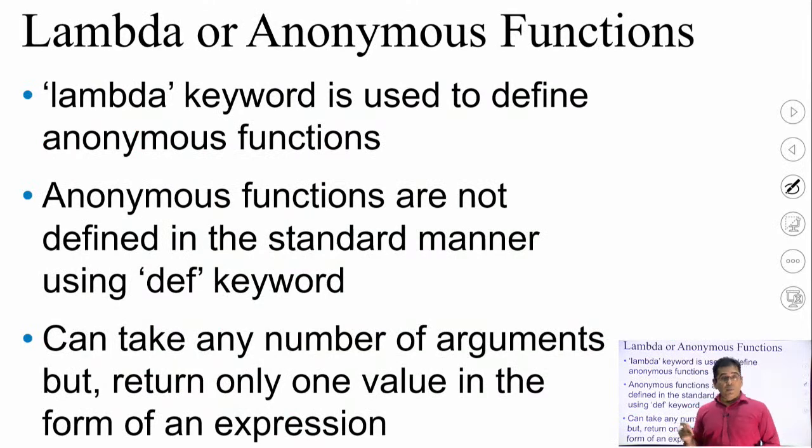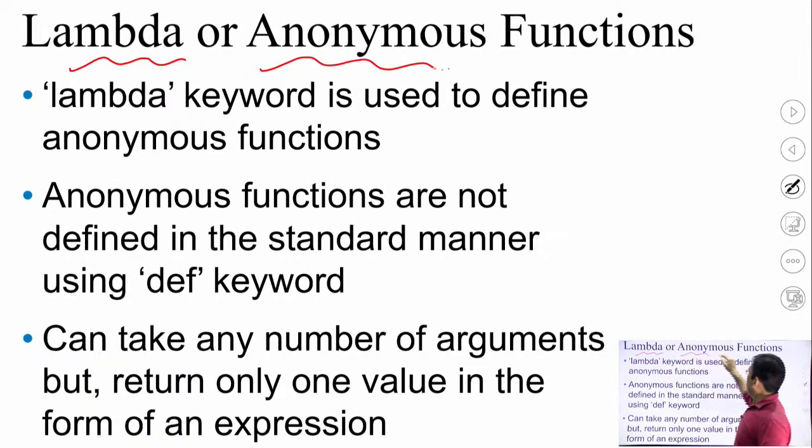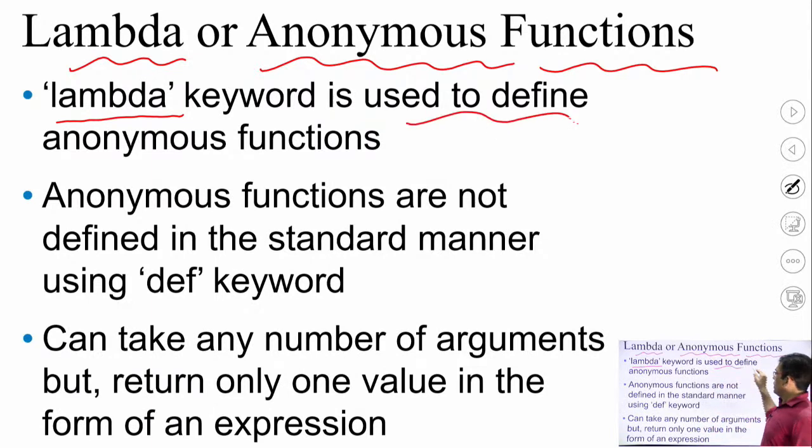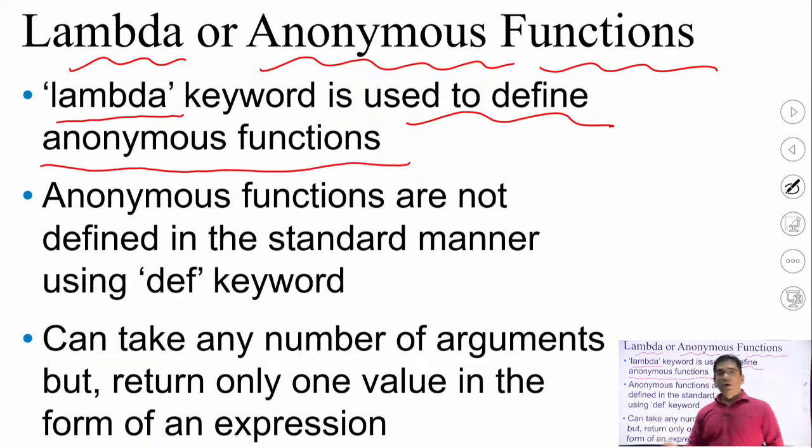So now coming to today's new topic, Lambda or anonymous functions. In the Python programming language, we use the keyword lambda. It is a reserved word, or simply you can say it is a keyword. It is used to define anonymous functions. Now anonymous means the function which does not have any name. This function does not have any unique name.